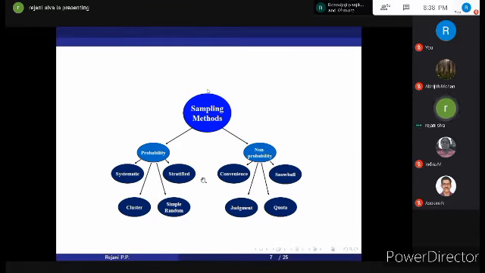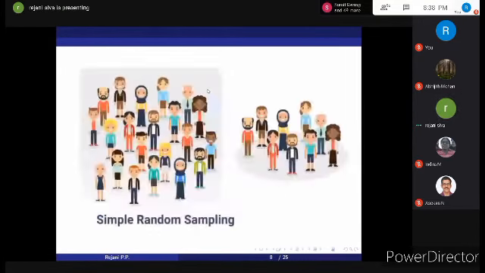We have 4 types of probability sampling. Actually, we have a lot of probability sampling methods. We'll discuss all these 4 types. First one, simple random sampling. Then stratified, systematic, and cluster. These are most common in our medical research area.